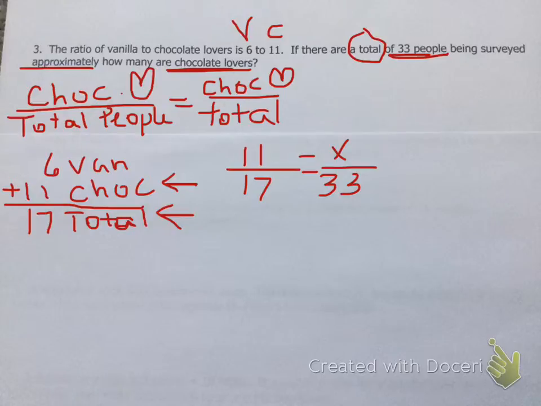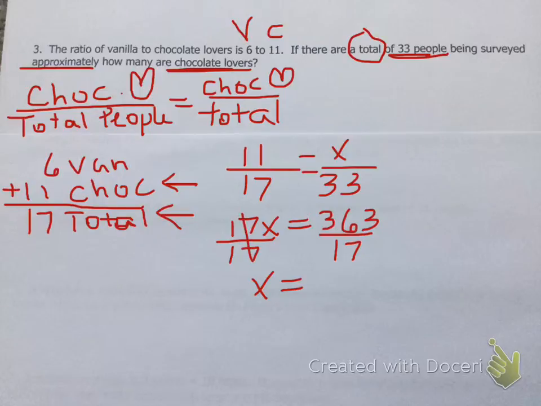So now, once you have your proportion set up, it's pretty simple how to solve that. You're going to do your cross products property, 17 times x, and 11 times 33. Again, you'll be using your calculator on that. You get 363. Solve that one-step equation. Divide by 17 on both sides, and x equals 363 divided by 17. You get a crazy decimal, 21.35, a non-terminating decimal, and it goes on and on forever.